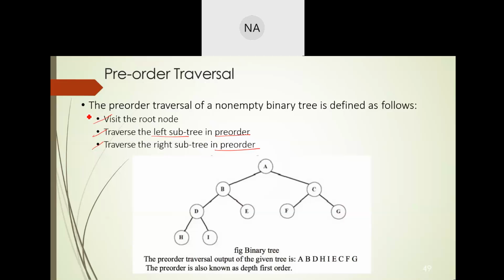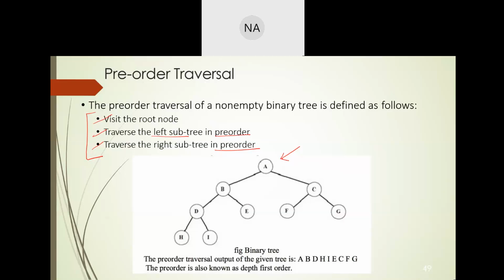The pre-order is this: you will be visiting the root node of the subtree first, and then you will visit the left subtree of the first subtree, and then you will visit the right subtree of the first subtree in pre-order. Let's see another example of how you can print the pre-order traversal of this binary tree.